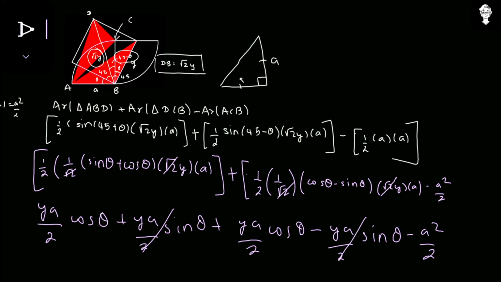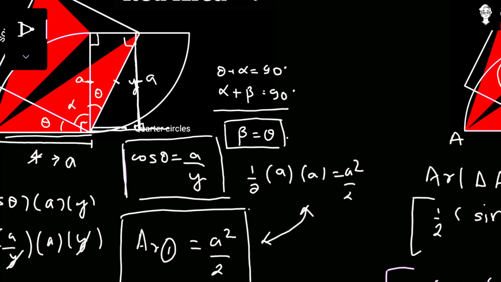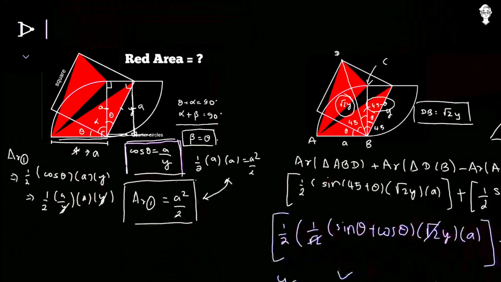So what is finally remaining is addition of this plus this and subtraction of this. So let us see that also. So addition of this and this will give me y into A into cos theta minus A square upon 2 as it is. Now remember that we have the value of cos of theta. Look over here, we have the value of cos of theta from this particular right angle triangle, that is equal to A upon y. So let us put that over there.